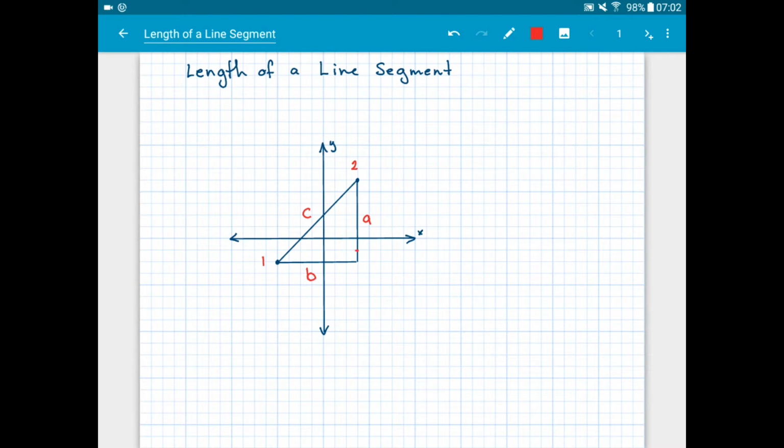And so you can see this is a right triangle. And because it's a right triangle, we have this expression a squared plus b squared equals c squared that you've seen a bunch of times. This is just Pythagorean theorem.